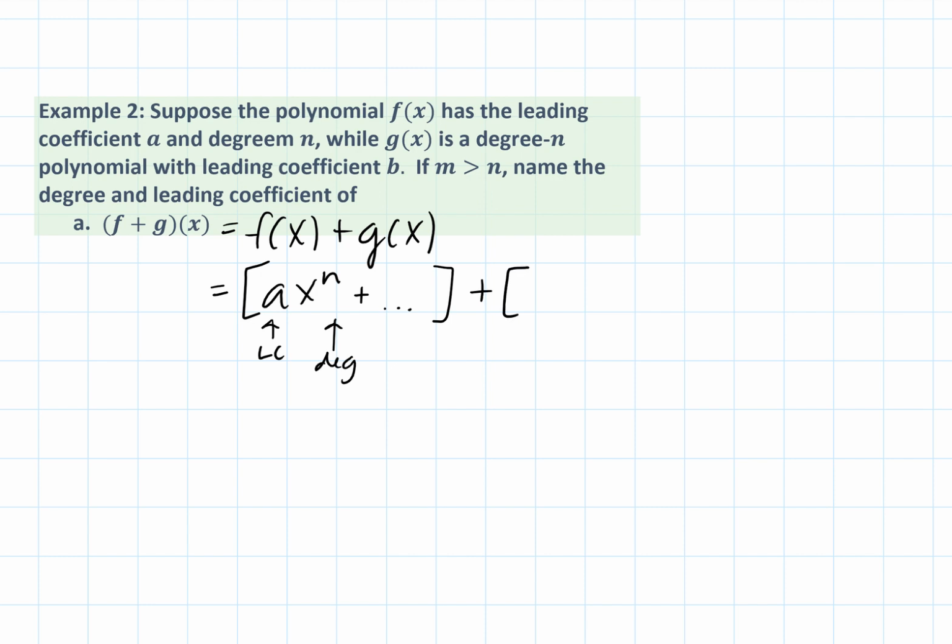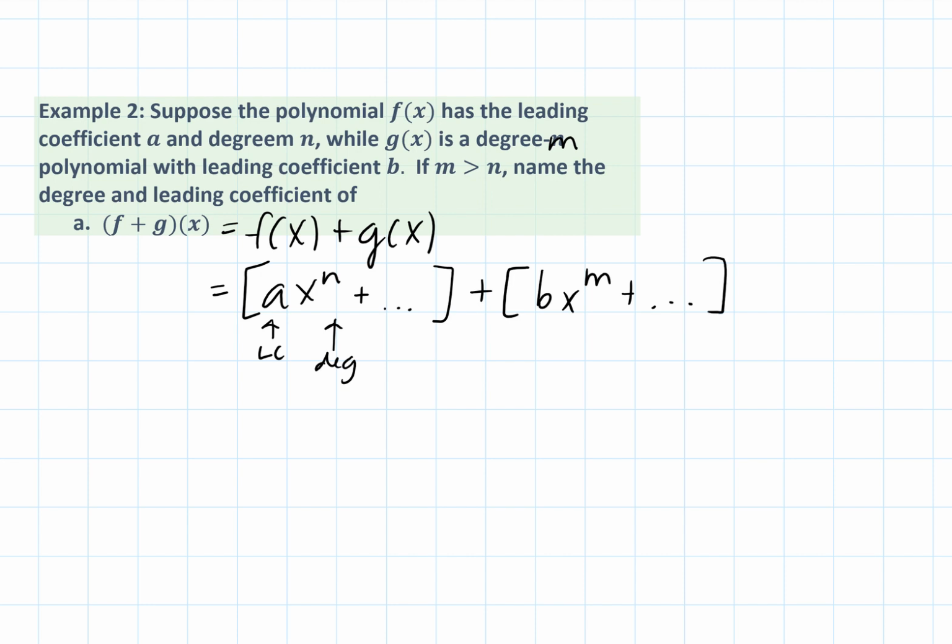It's a degree m. Oops, there's a typo in the question, and I'm sorry about that. This is supposed to be a degree m function with leading coefficient b, so it looks like b times x to the m. Again, maybe m is 142, so it's a degree 142 function, and maybe there are 100th terms and x cubed terms and quartic terms and whatever. We just know it has that one term.